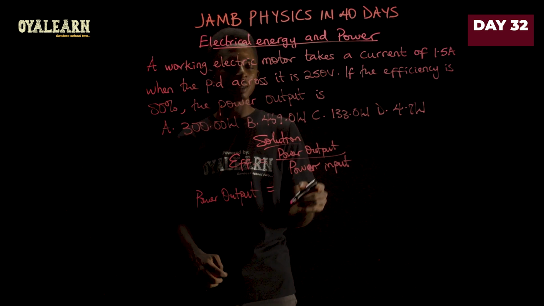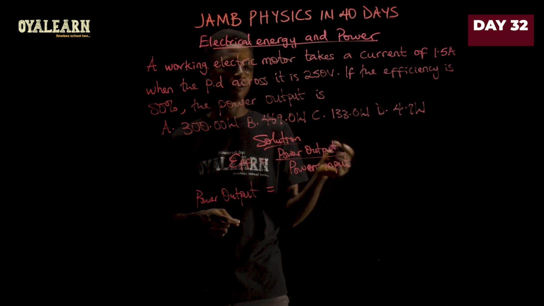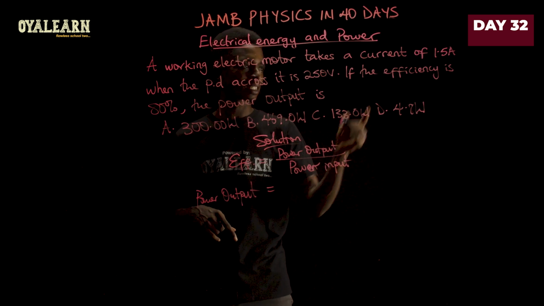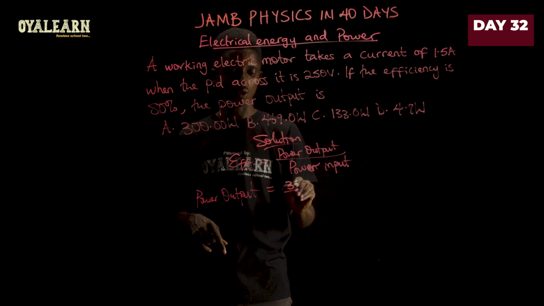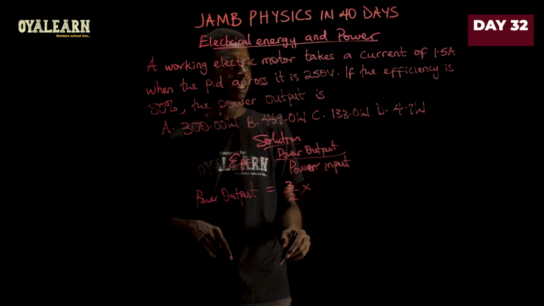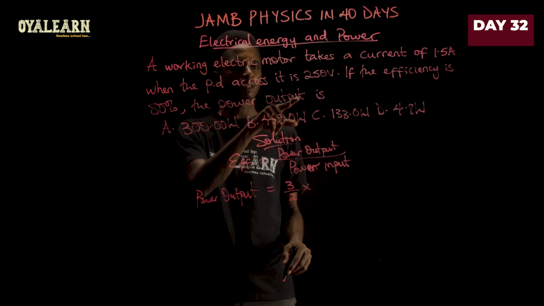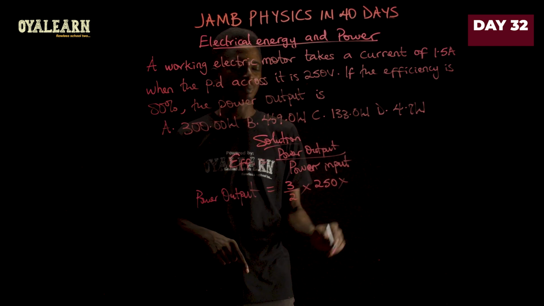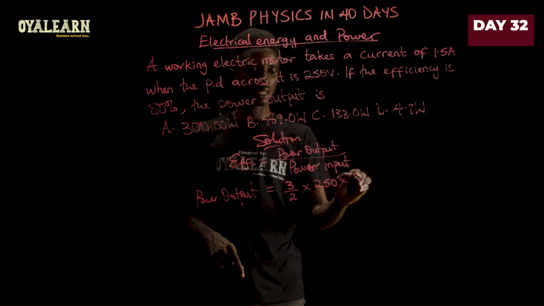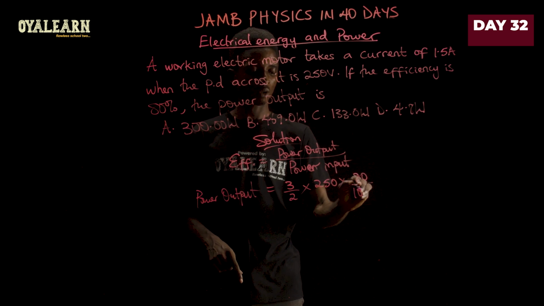Now, power input is IV, that is current times voltage. The current is 1.5 amperes, which is the same thing as 3 over 2. Now, let's multiply that by the voltage across. The voltage across is 250, and then multiply by 80%, which is 80 over 100.